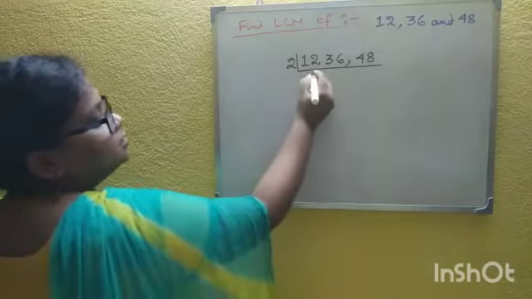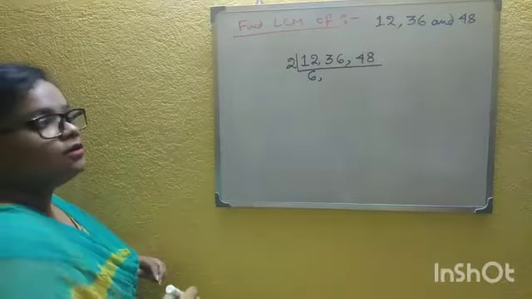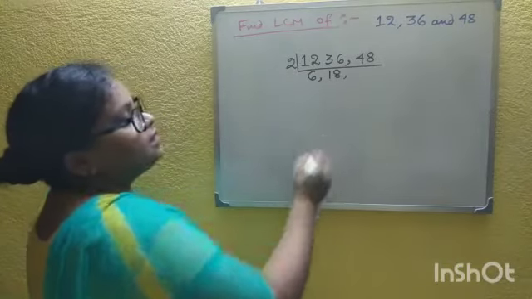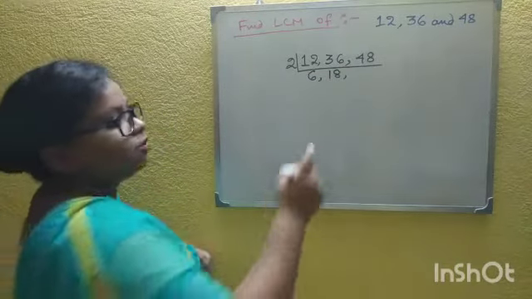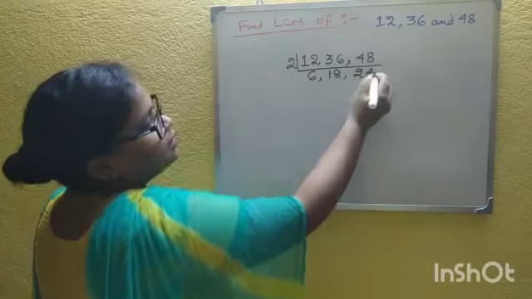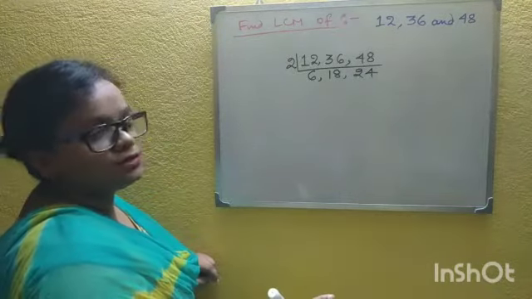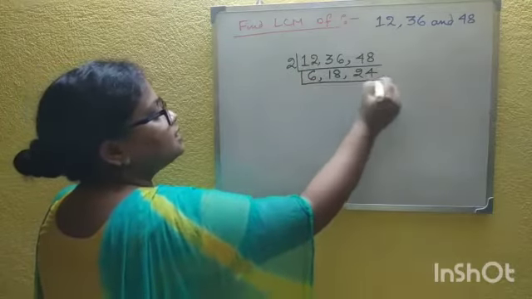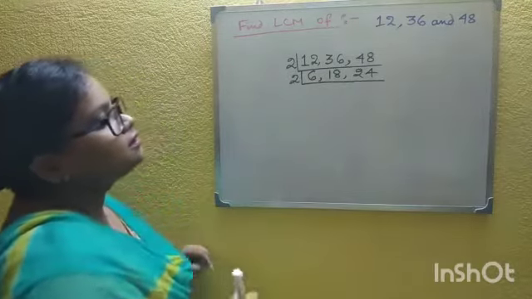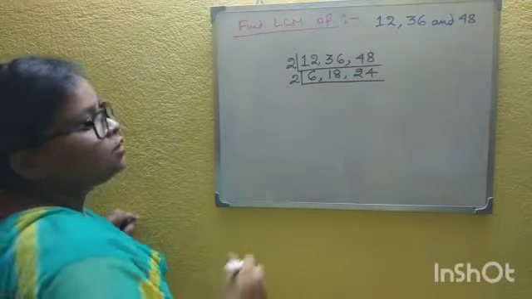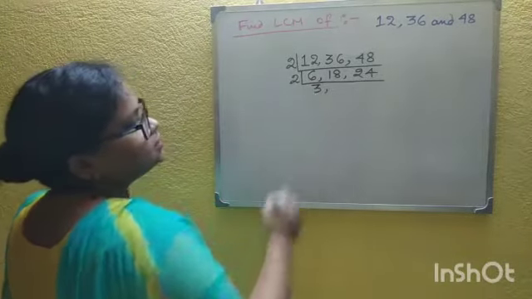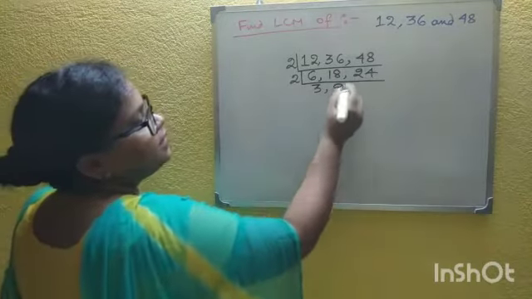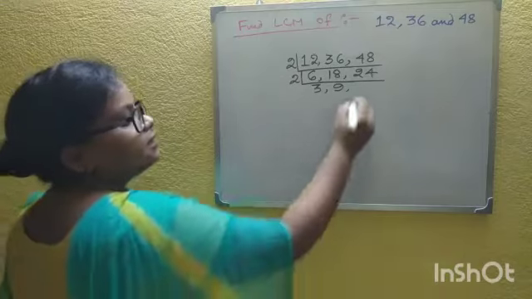Now 2 6s are 12. Now if you divide 36 by 2, you get 18. After dividing 48 by 2, you get 24. Now again 6, 18 and 24 are even numbers. So again we will consider 2 and divide these numbers by 2. 2 3s are 6, 2 9s are 18, and if we divide 24 by 2, we will get 12.